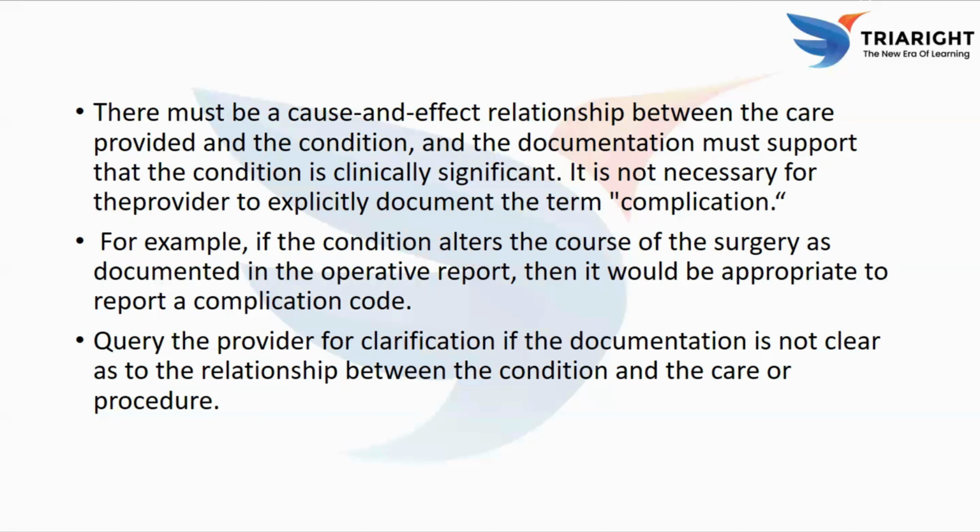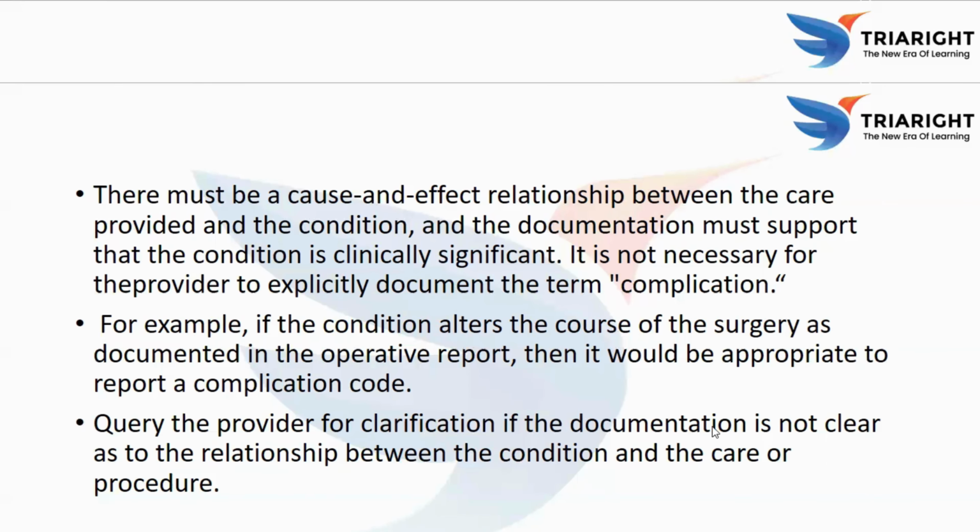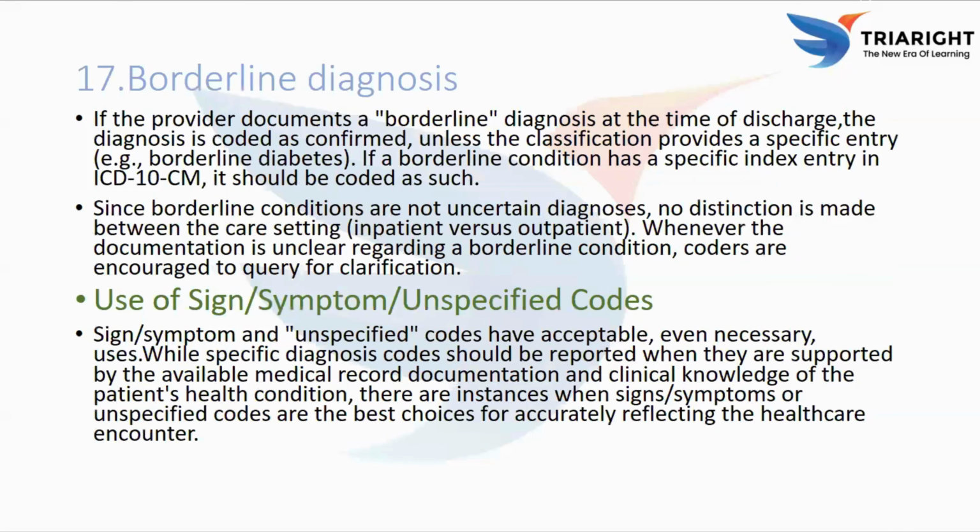So the next one is borderline diagnosis. So what do you mean by borderline diagnosis? It means it is a confirmed diagnosis. So if the provider writes borderline diagnosis at discharge, it is coded as a confirmed diagnosis unless ICD-10 has a specific code for that condition. For example, borderline diabetes. So use a specific ICD-10 code for it.